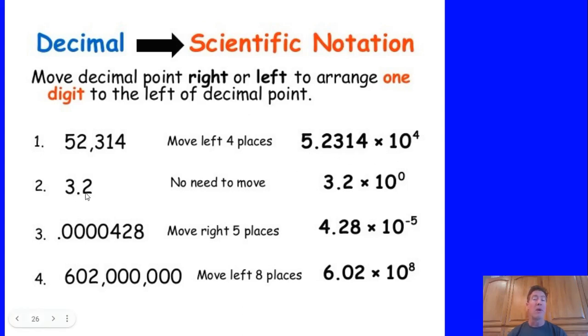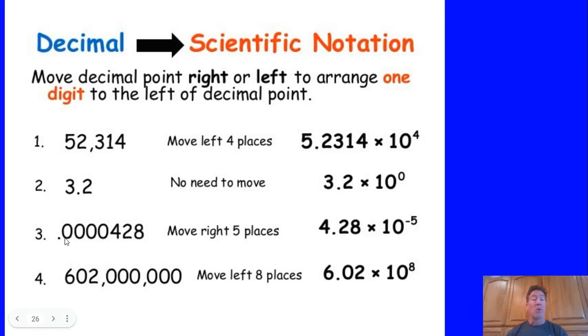How about 3.2? How would we express this? Well, there's no need to move it. It's already a number between 1 and less than 10. So we leave it the same, and we just leave it 3.2 times 10 to the 0. Any number to the 0th power is just 1. So 3.2 times 1 is 3.2.